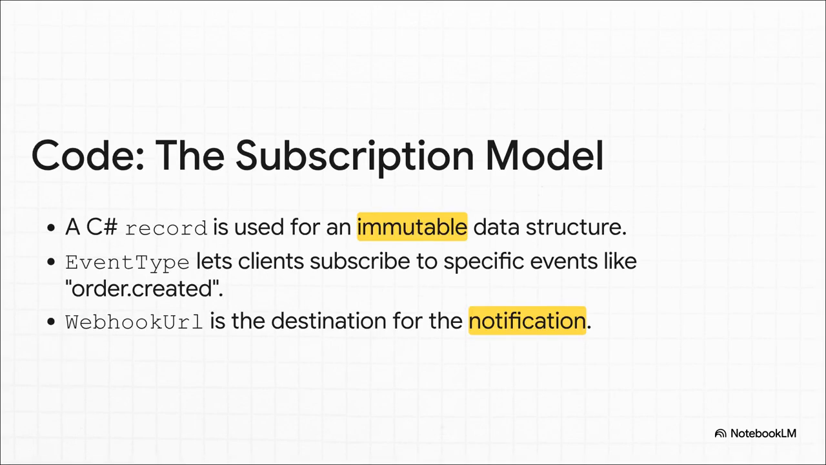So there we have it. Our data model is simple, it's robust, and it's safe by design, all thanks to using a record. Okay, so how do other applications actually tell us they want to subscribe?